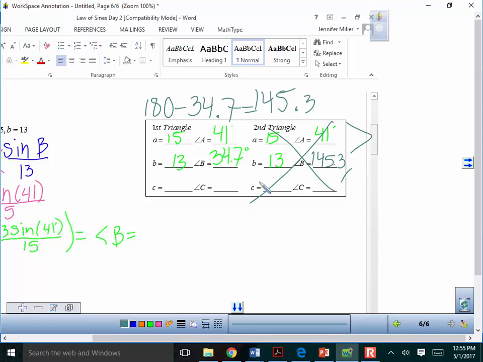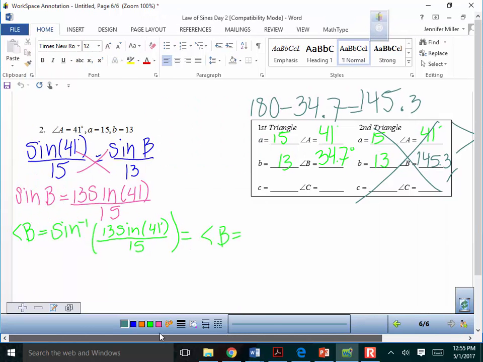Okay? Any questions there? We can't solve for C because 145.3 plus 41 is more than 180. Oh, yes, we still do that in the first triangle. Yes, ma'am. All right, so let's continue.